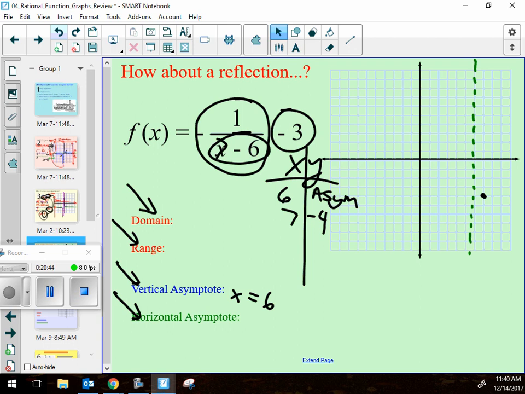Okay. Now let's find another point. 5 is a good number. Why? Because 5 minus 6 is -1. 1 divided by -1 is -1. Then I make it negative again, makes it +1. 1 minus 3 is -2. I stuck in a 5, I got a -2. So now I'm going to put a dot there. 1, 2, 3, 4, 5, -2.